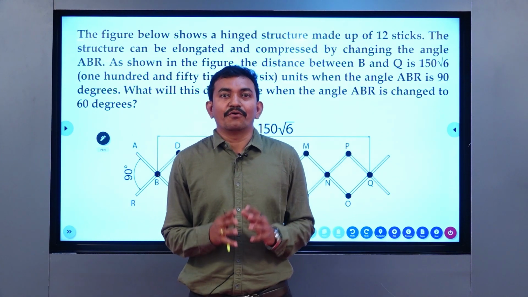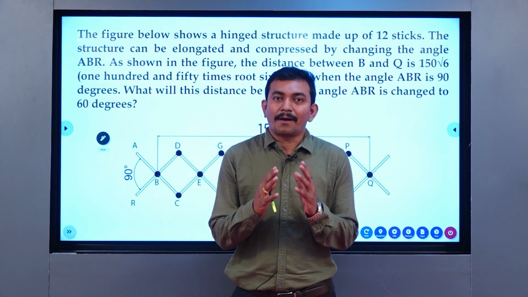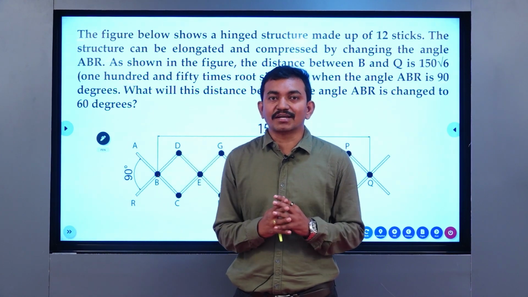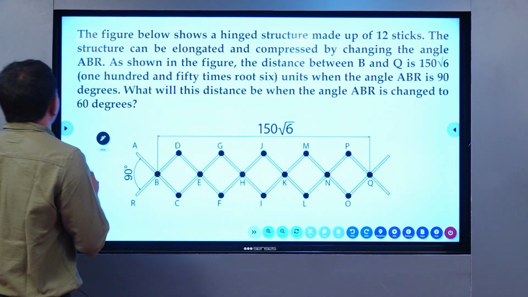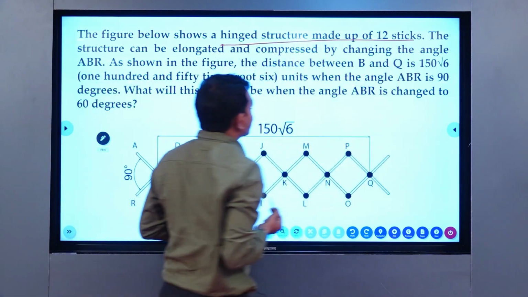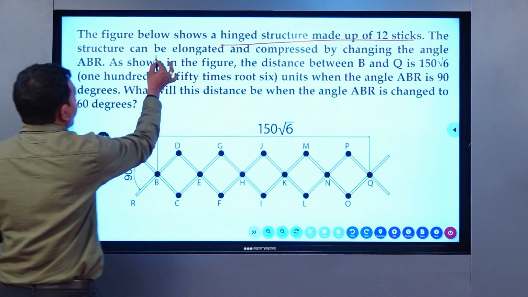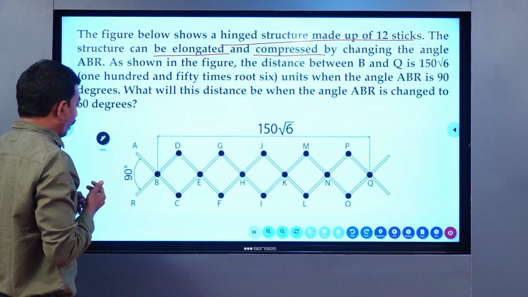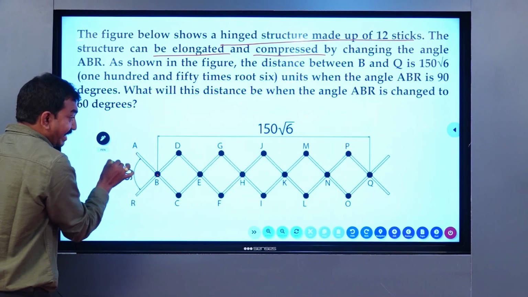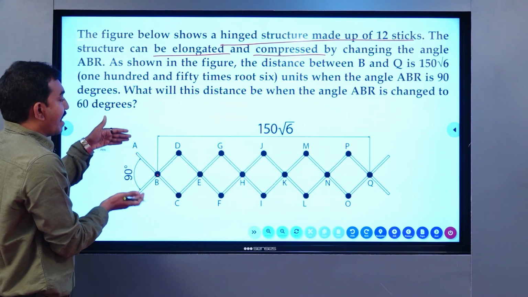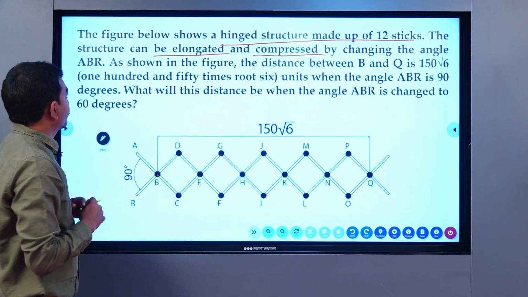Students, in this video we are going to understand application of trigonometry to solve one complex problem. Let us see the question first. The figure below shows a hinged structure made up of 12 sticks. The structure can be elongated and compressed by changing the angle ABR. We have angle ABR as 90 here. Now by changing this angle, this can be either elongated or compressed.